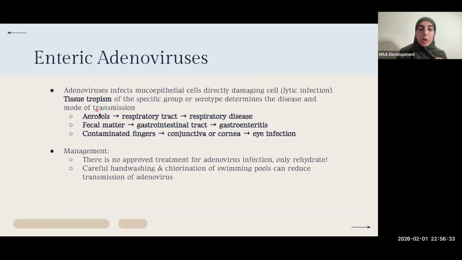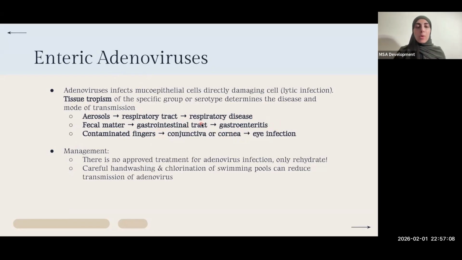So if you acquire the virus by aerosol, so from the air, it goes into the respiratory tract and infects there, you will end up with a respiratory disease. If it is acquired through fecal matter, it will go into the GI tract and lead to gastroenteritis. And if it is acquired through contaminated fingers and then you touch your eye, it will infect your eye, leading to eye infection by infecting the conjunctiva and the cornea. So adenovirus can infect many different areas, and what we're focusing on today is gastroenteritis.